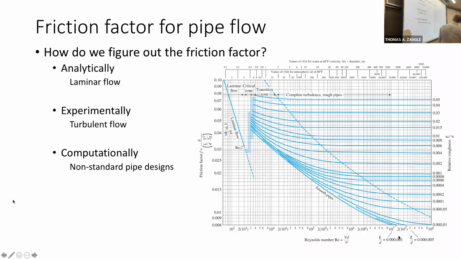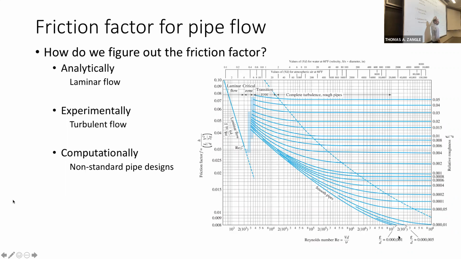One of the key features here is that this epsilon over D, this roughness, you can see that it matters a lot in the turbulent regime. And we're going to talk a lot about roughness in the turbulent regime when we're talking about turbulent flow. Because in this regime, there's not just a single curve, right? There's a whole family of curves describing friction factor versus Reynolds number as a function of this relative roughness. This is relative roughness corresponding to each one of these blue lines. It's read off on the right-hand side here.